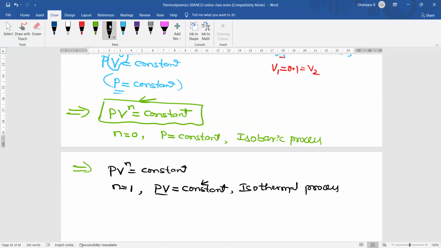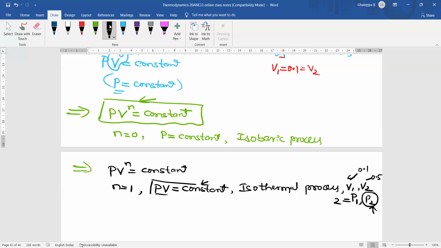In the numerical he will give an isothermal process. The volume is 0.1 in the beginning, volume is 0.5 at the end, pressure is 1 bar at the beginning. Calculate pressure at the end of the process. He will give V1, V2, P1, and he may ask you to calculate P2 for the isothermal process. V1 will be given 0.1, V2 will be given 0.5, P1 will be given 2 bar. What will you do for isothermal?